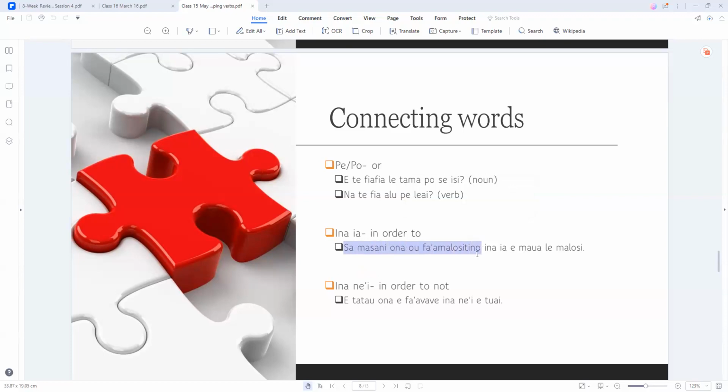So anytime you have these long sentences, just break it down. Tense, and then helper verb, and then the "ona" to connect. Then we have the "o". There we go. That's what I was trying to do. So if I say "sa o fa malositino", what is that? Does anyone know what that means? Just that part without the "masani ona". "Sa o fa malositino."